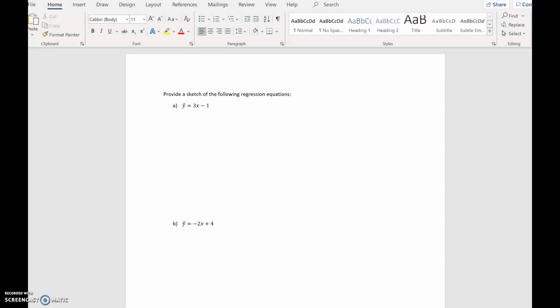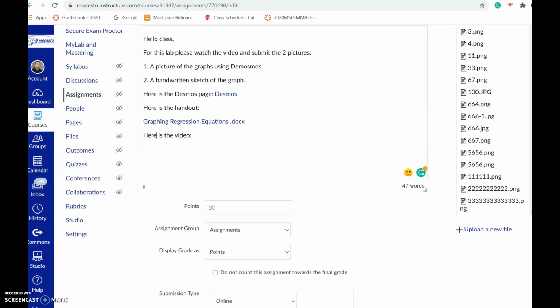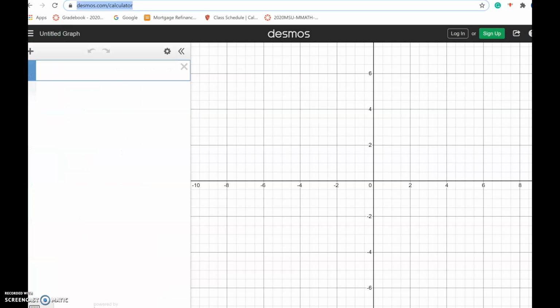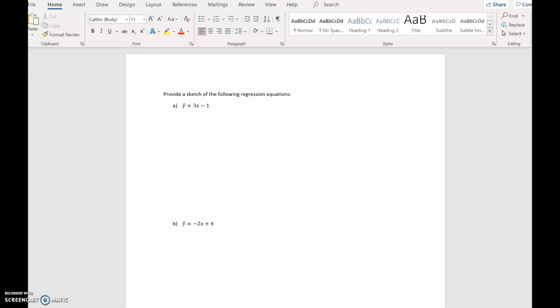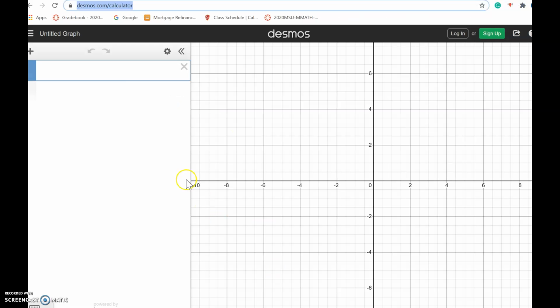Hi class, for this lab we're going to be providing sketches using actual Desmos and then just a quick handwritten sketch. So here's the, I'm going to put in there the actual address. So this is the Desmos website. And the first graph that we're going to do, the first regression equation, is equal to 3x minus 1.